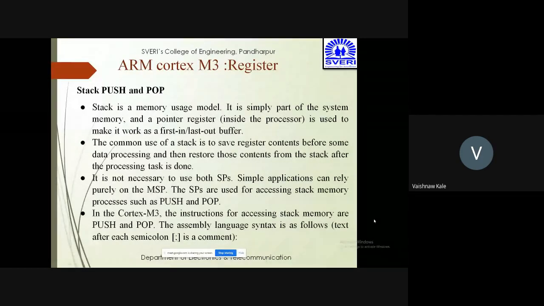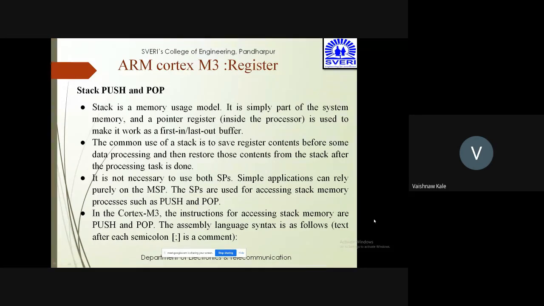Stack push and stack pop. Stack is a memory usage model. It is simply a part of the system memory, and the pointer register is used to make it work as a last in first out buffer. The common use of stack is to save register content before some data processing, then restore these contents from the stack after the processing task is finished. यानी उसमें से निकाल के रखो, इसको प्रोसेस करो और बाद में फिर अपनी जगह पे रख दो.